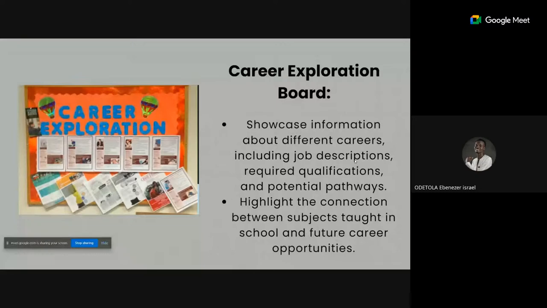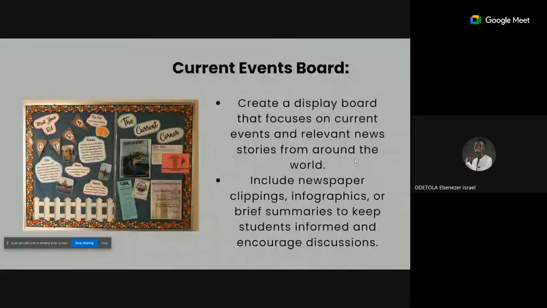So I think this is not a bad idea at all. Career exploration display board. Current event display board. Current event display boards are basically for the primary school environment. What I do with this type of display board is to have a newspaper. So you have a newspaper, and in the newspaper we talk about everything, one after the other.